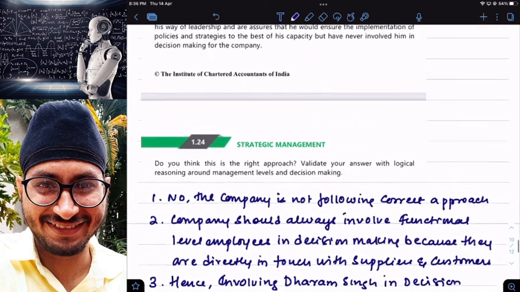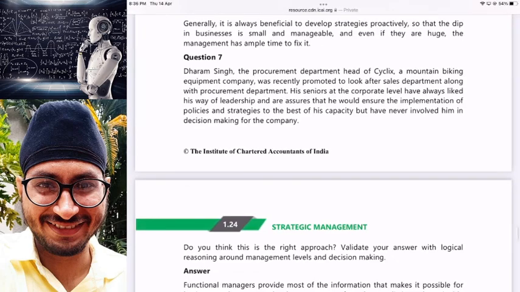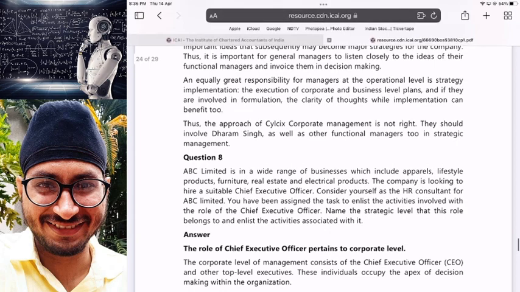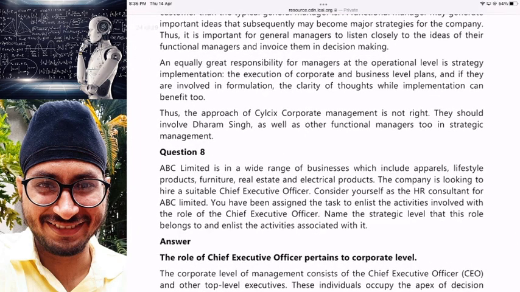Next, this is called what, sir? This is nothing but question number 7. Question number 8. ABC Limited is in a wide range of businesses which includes apparels, lifestyle products, furniture, real estate, electrical products, etc. The company is looking to hire a suitable CEO. Consider yourself as an HR consultant of ABC Limited. You have been assigned the task to enlist the activities involved with the role of CEO. Now tell, CEO comes in which level of management?